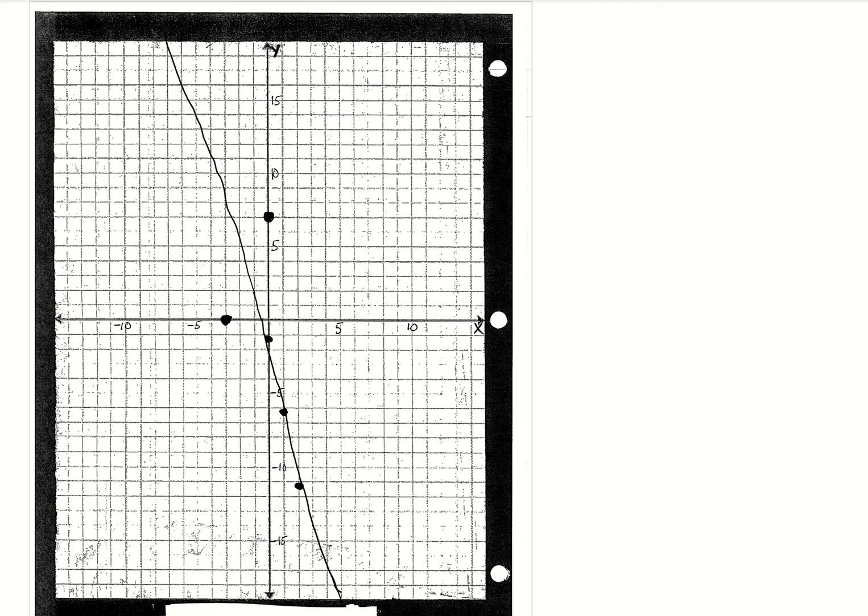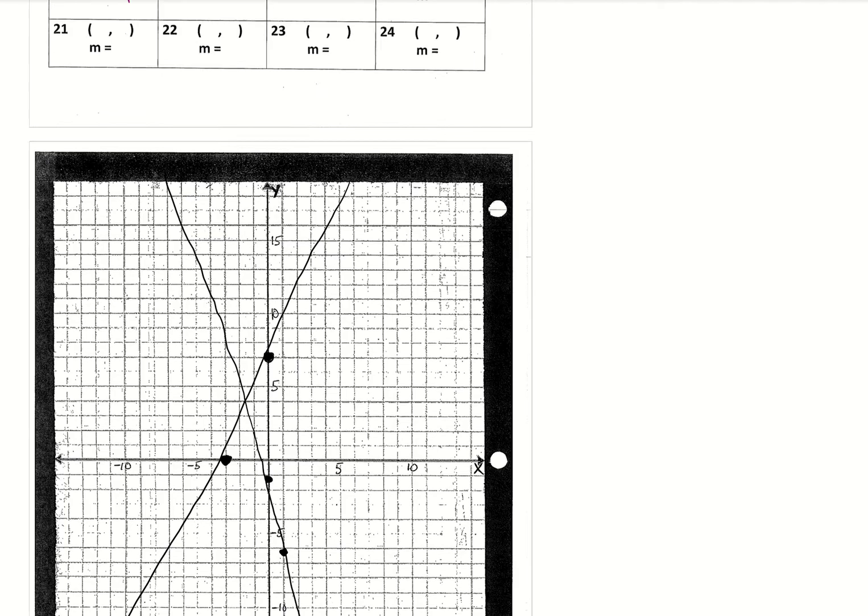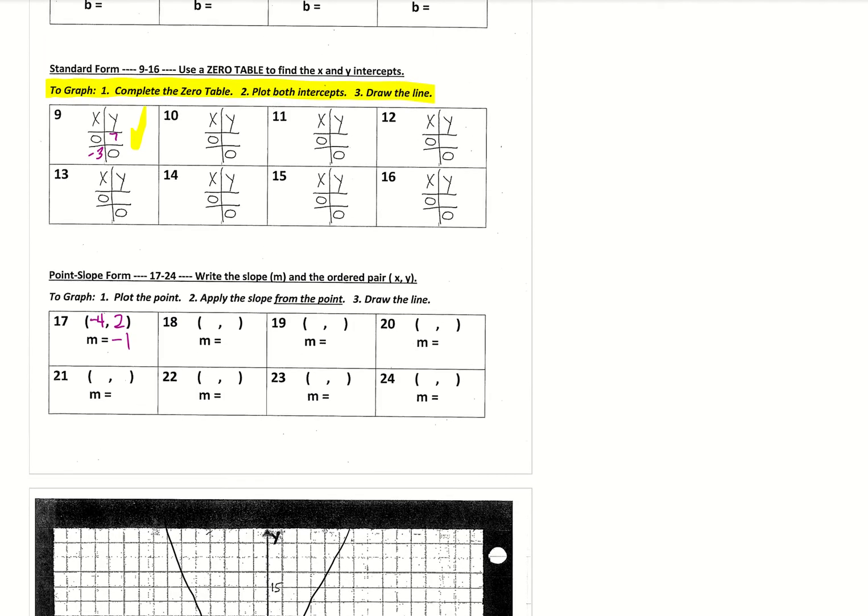And remember, with standard form, you only need to have 2 points. So then I'm going to draw my line through it. Again, you're going to use a straight edge so it looks better than mine. And there's your line for standard form on number 9. Okay, the last one, point slope form. Yet again, guess what? The instructions are right here in front of your face, so make sure you use them.